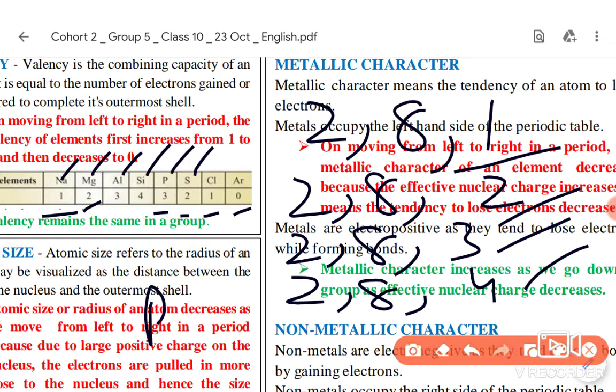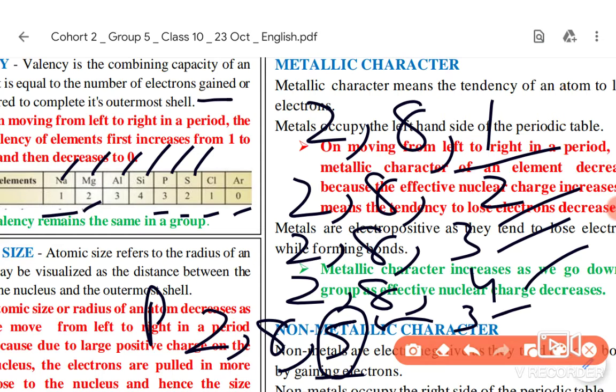Phosphorus, now come to this, 2,8,5. It will not prefer to lose 5 electrons, instead it will gain 3 electrons. So the number of valence electrons is 5, but the valency is 3, because it can gain 3 electrons.